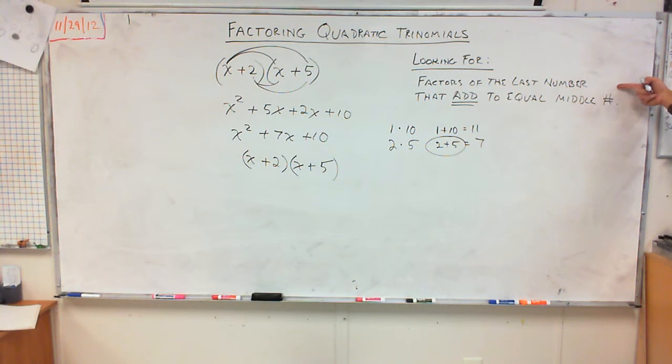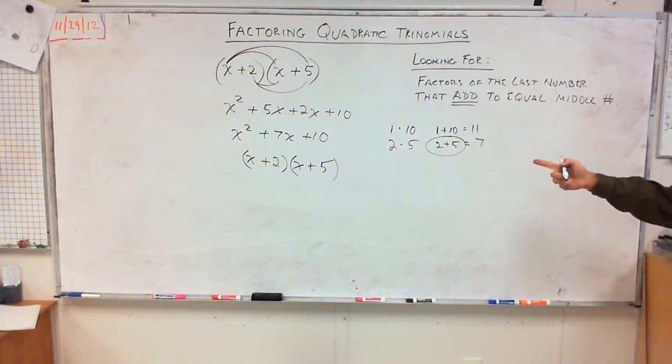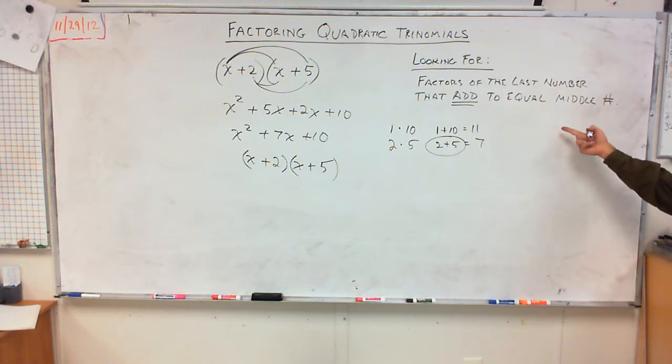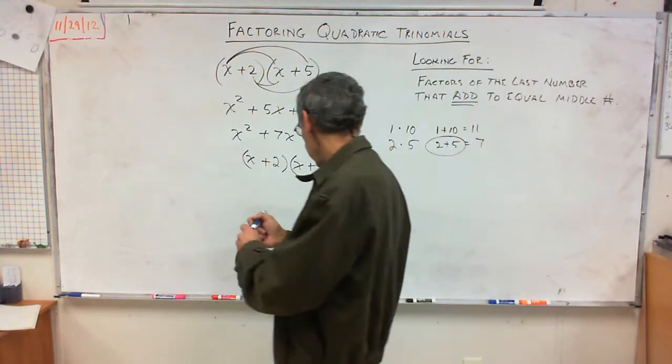This is the trick right here. Factors of the last number. Factors means you're multiplying, right? Factors of 10 is 1 times 10, or 2 times 5, you're multiplying. So two numbers that multiply to get the last number, and when you add them together, they equal the middle number. Everybody's clear on that? All right, so let's try a few.